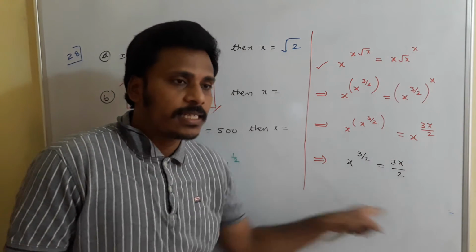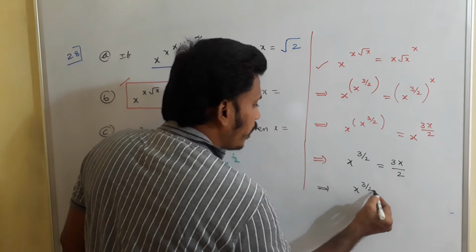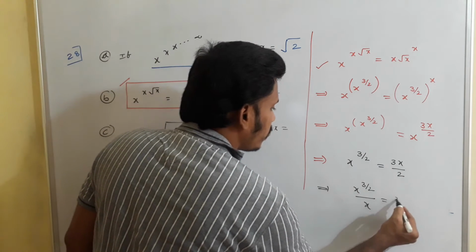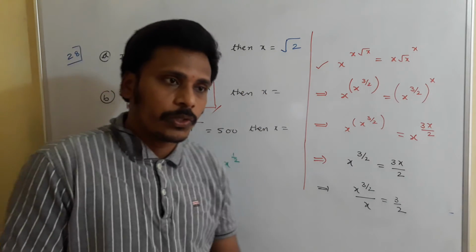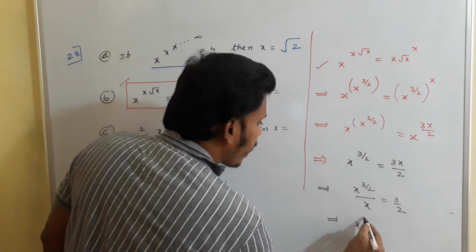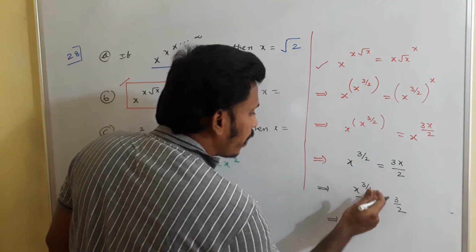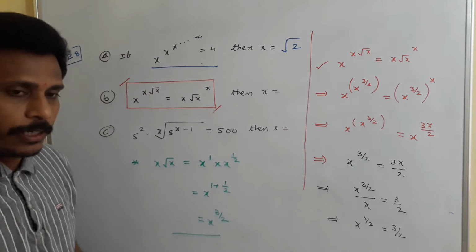So send this x to this side. That implies x power 3/2 divided by x is equal to 3/2. And x power 3/2 divided by x is how much? Which is x power 1/2, right? Because 3/2 minus 1. Okay, x power 1/2 is equal to 3/2.